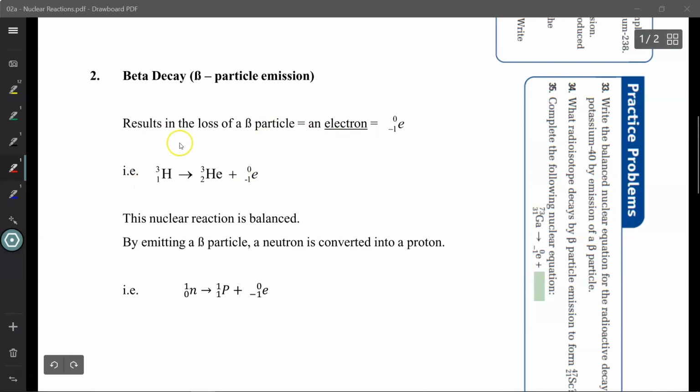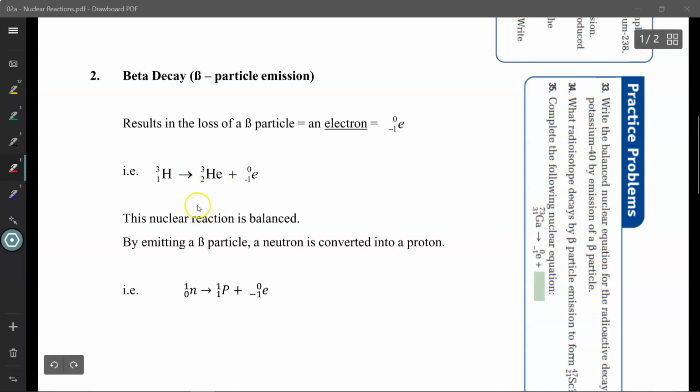Again, when we balance the equation, you must make sure that the atomic numbers are equal on both sides, and the mass numbers are equal on both sides. So 3 plus 0 equals 3, 2 plus -1 equals 1. So when tritium undergoes beta decay, it releases a beta particle, and it turns into helium-3.